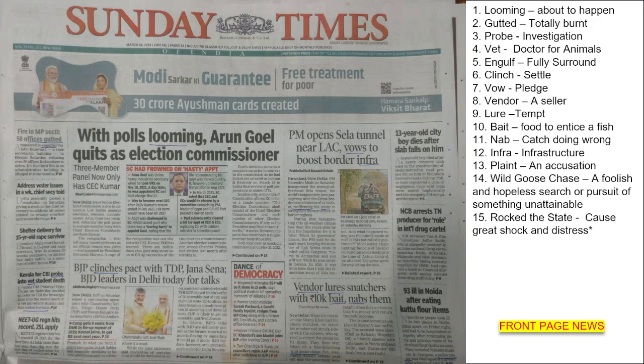So if you see the 14th word, wild goose chase, a phrase, rocked the state, a kind of phrase. Now you learn this. Wild goose chase is a foolish and hopeless search or pursuit of something unattainable. They call it wild goose chase. Now again you can see the 11th word, nab, being given there. Then gutted is totally burned. Normally when you say that a particular factory on fire is gutted, the huts are gutted. That is why I say gutted is the word being used there.